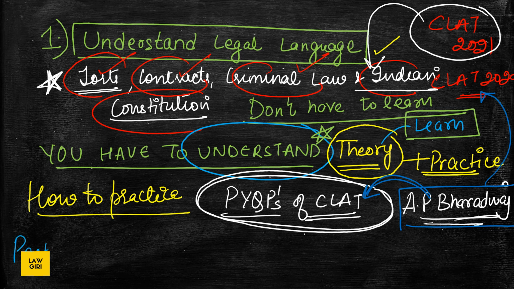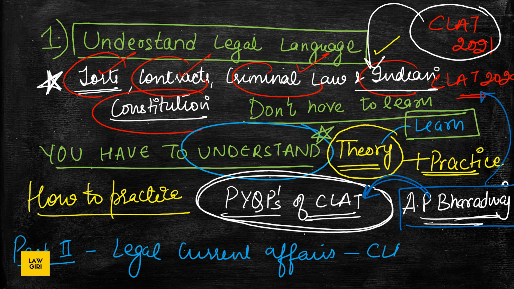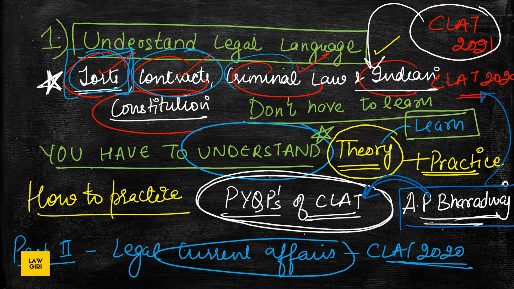Now part 2 is legal current affairs. If we pick up the CLAT 2020 paper, there were only one or two topics from torts and contracts, one was from torts, I think, in CLAT 2020. All others were current affairs based. If there was something in the news, if some law was discussed in the newspaper, they picked up that law and created questions from that law.